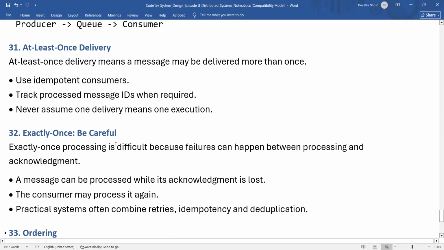Now, exactly once. Just see, at least once and exactly once are different. We often hear the term exactly once, but exactly once processing is difficult in distributed systems. Why? Because there can always be a failure between two operations. For example, the consumer processes the message, completes the database update, and crashes before acknowledging the message. So the message may be delivered again. In real world systems, we often use idempotency, deduplication, unique constraints, transactional processing, and retry mechanisms, instead of simply assuming that a message will execute exactly once.